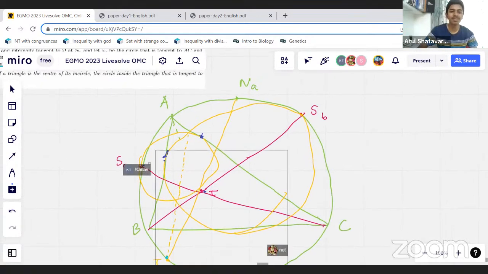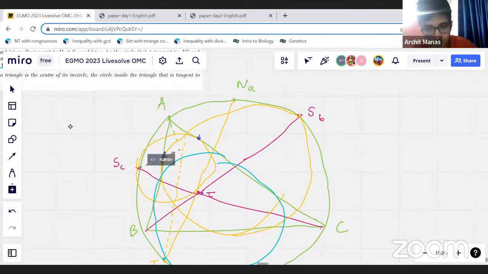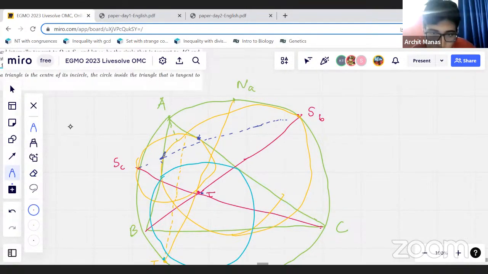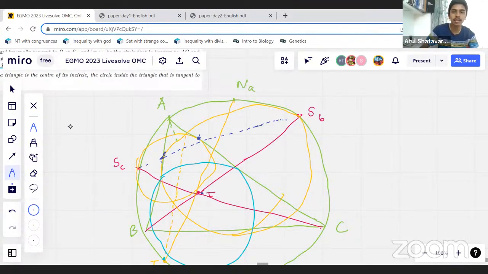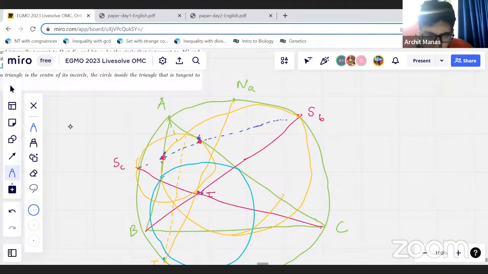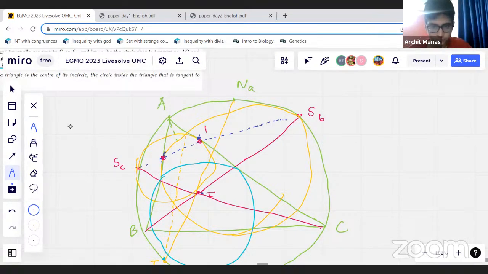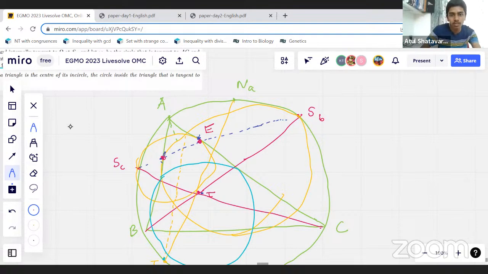That's badly drawn, but let me try again. Oh yeah, I see. You're right. That collinearity is actually very true. These tangency points are actually all on one line, the SBSC intersection. Why is that? Homothety? These are midpoints of arcs. So yeah, homothety from this yellow circle to the green circle. Okay, yeah, makes sense. What do you want to call these? E and F or something?